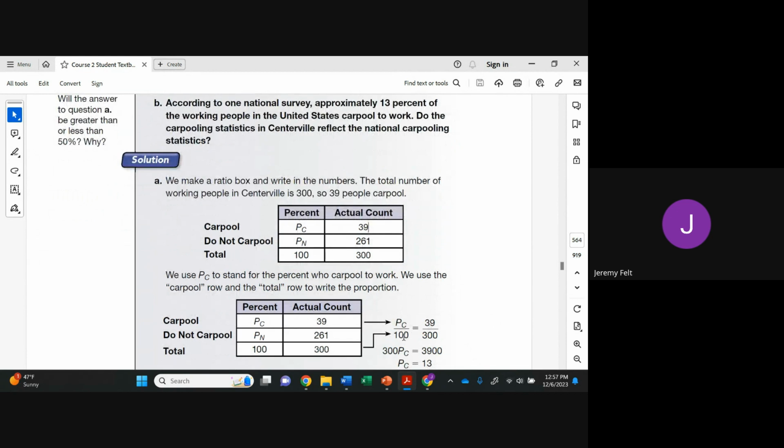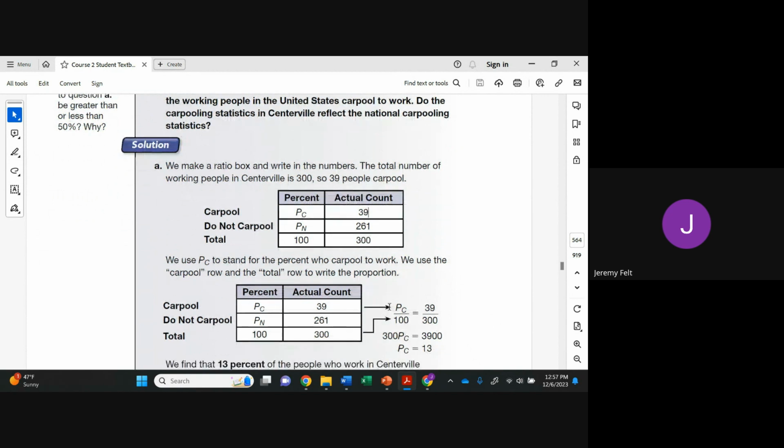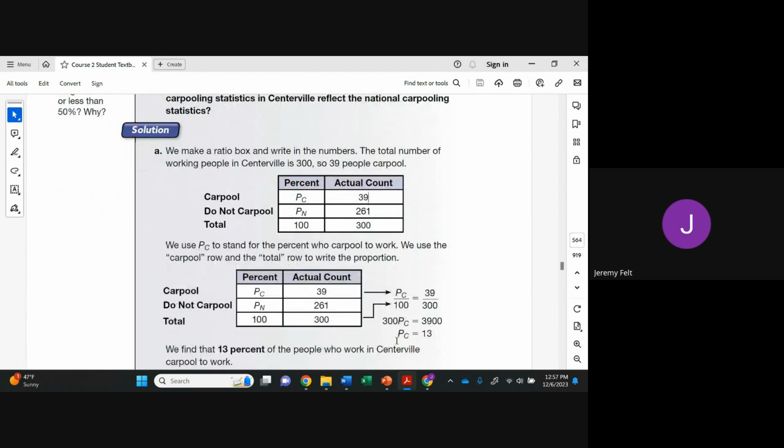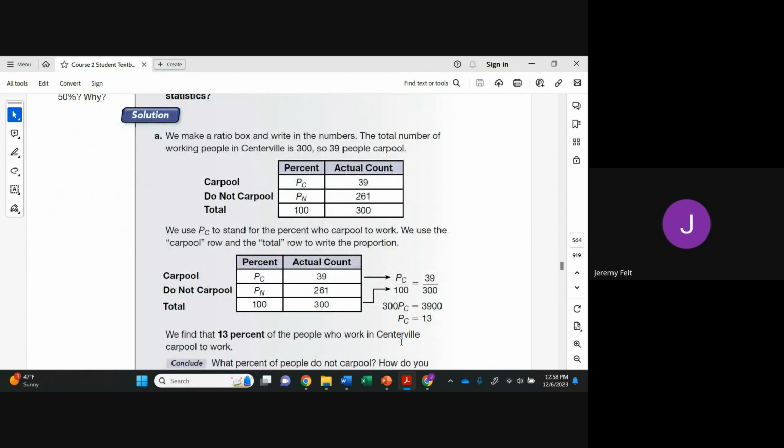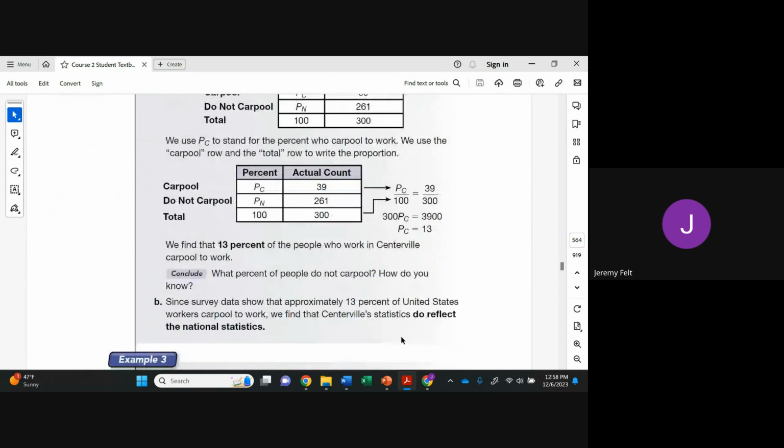Cross multiply, we get 300x or 300p, whatever, equals 3900. Divide both sides by 300. We get 13. So 13% of the people who work in Centerville carpool to work.